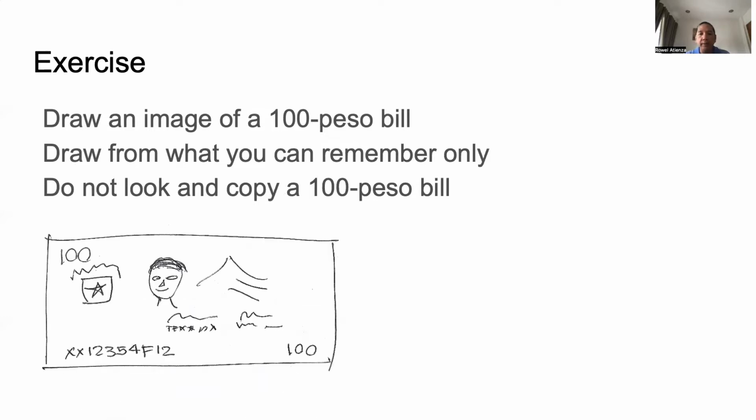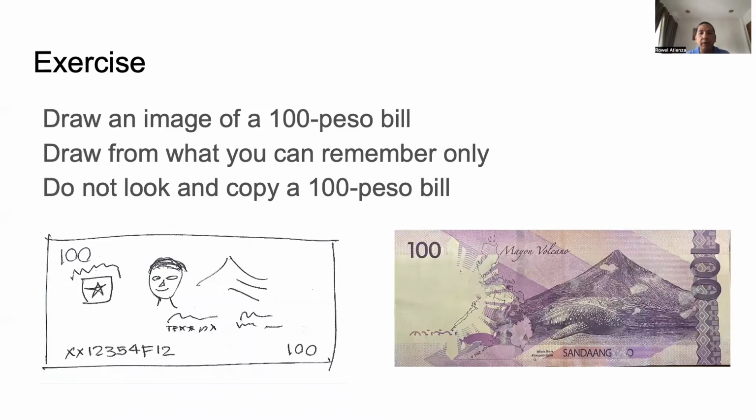In my case, my drawing is something like this, which is far from the actual 100 peso bill. However, most of the salient features are there, enough for my brain to identify a 100 peso bill. This is the basic concept of autoencoders. Can we extract the minimum set of features needed to perform a task? This has to be done without labels.